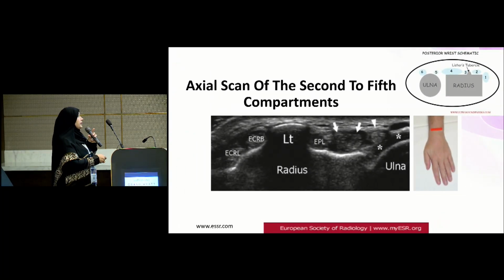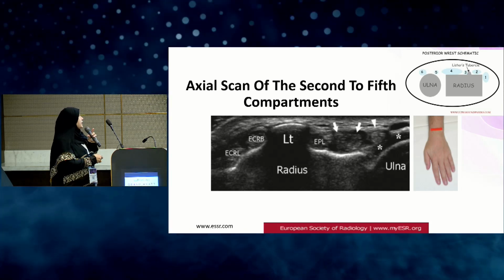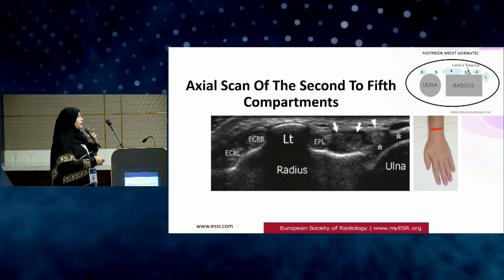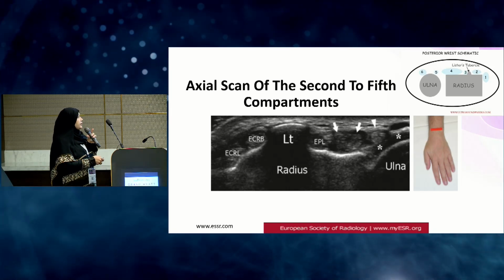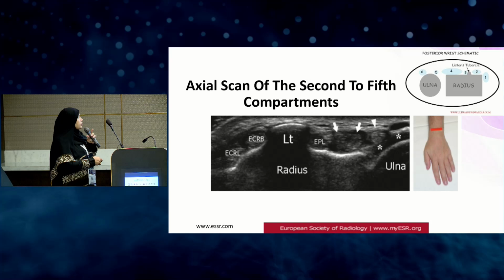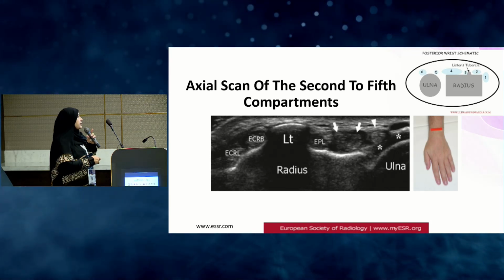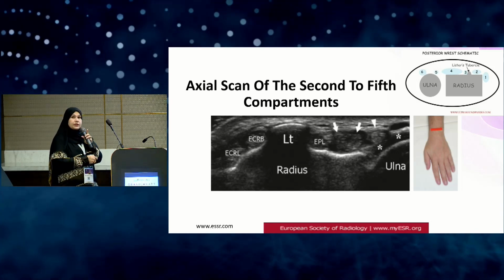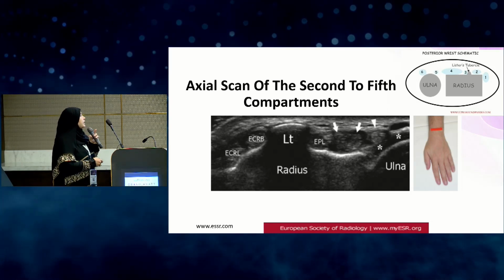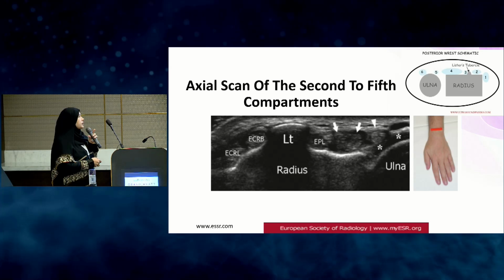Another important bony landmark you should keep in mind is the Lister tubercle. While you're scanning the dorsal aspect of the hand, you can appreciate this prominence of Lister tubercle, which separates the second compartment from the third compartment. The second compartment contains the extensor carpi radialis longus and brevis, while the third compartment contains the extensor pollicis longus.